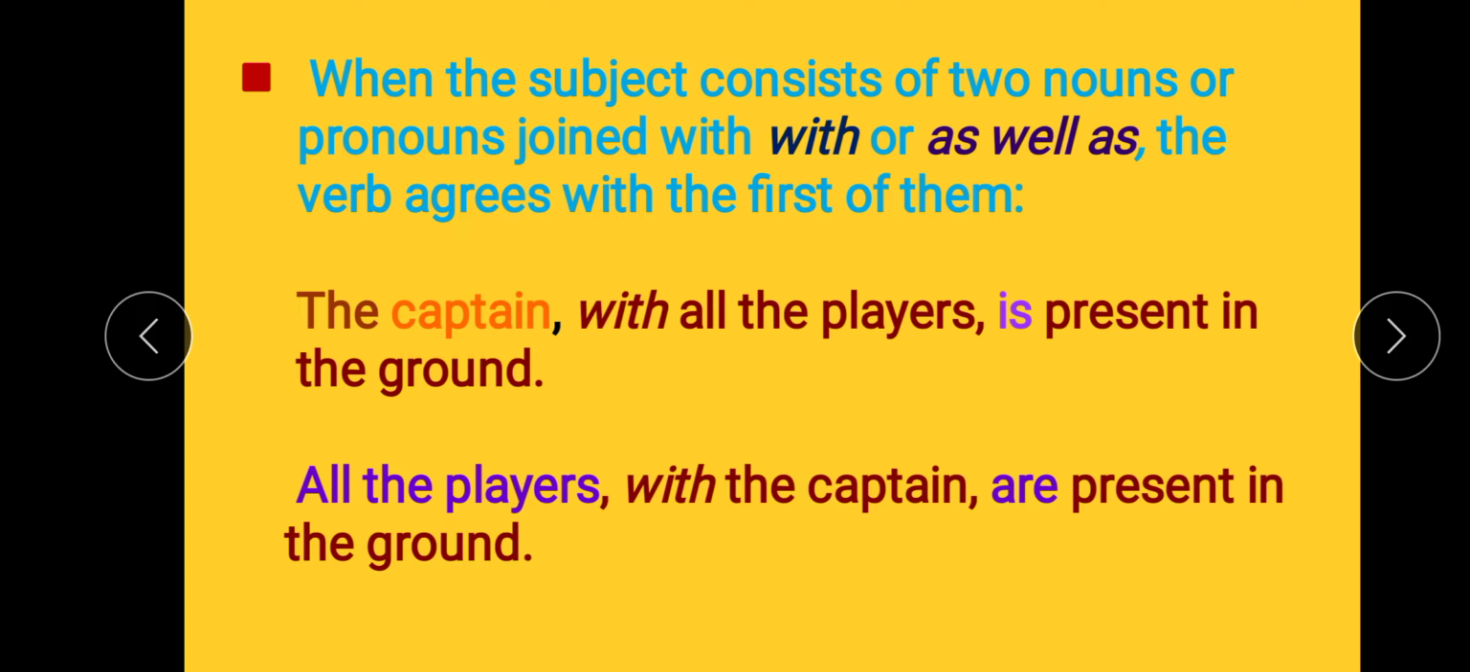Let us see the example. The captain with all the players is present in the ground. First, the captain, then all the players. Okay, two subjects are here, which are joined with the word with. Okay, so our first noun is the captain. It is singular. That's why we have to use a singular verb here, and we have used is.